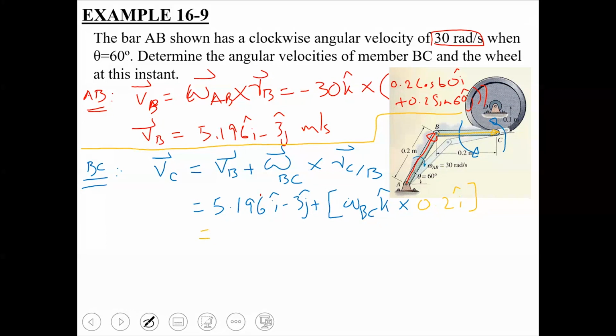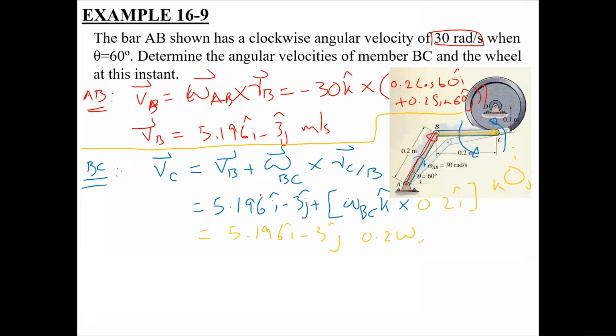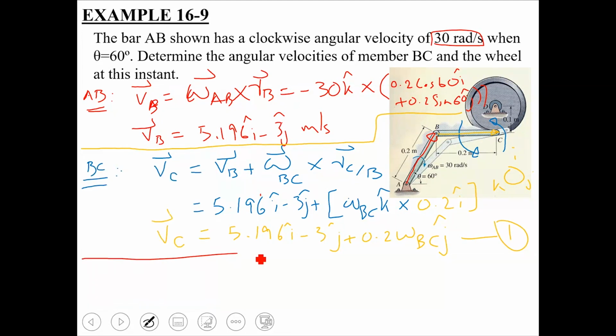So expanding that cross product, 5.196 i minus 3j, and similarly for the smaller triangle, the omega term is going to be 0.2 omega BC, and what is k cross i? Positive j. Positive j. So that represents VC. Let us say that this is our equation number 1. Clear till here? Yes sir. Okay.